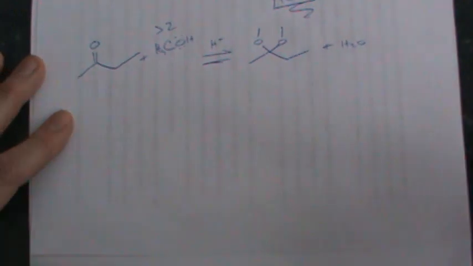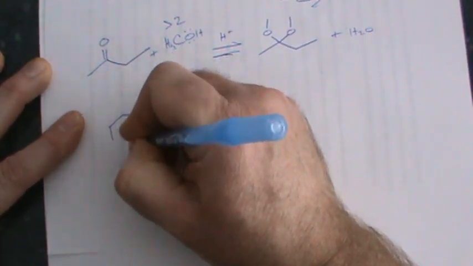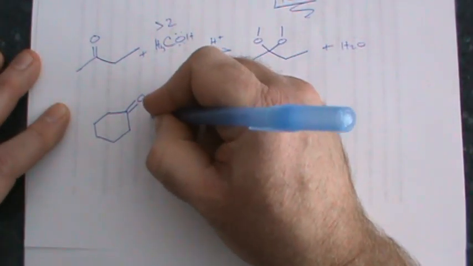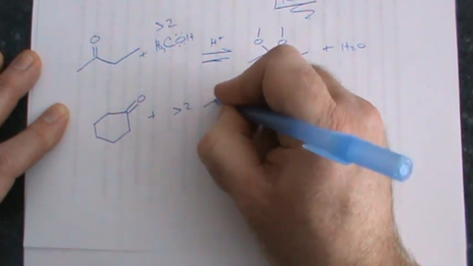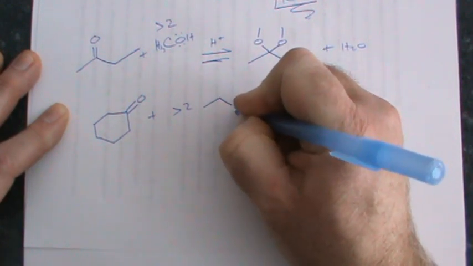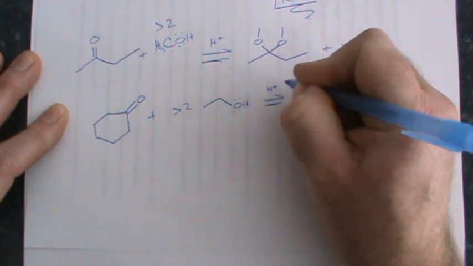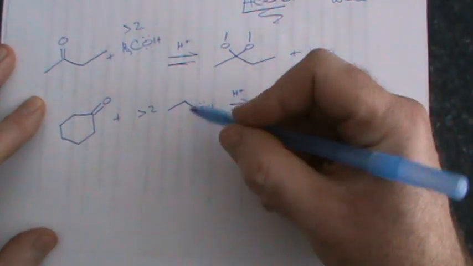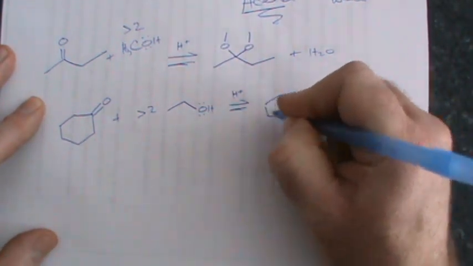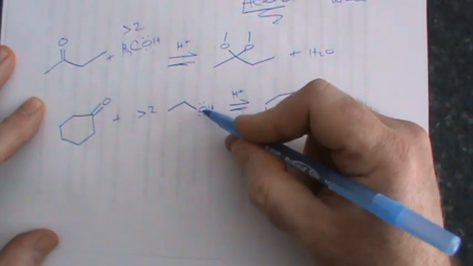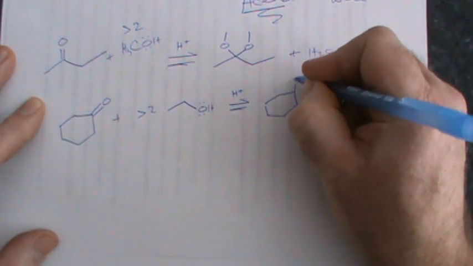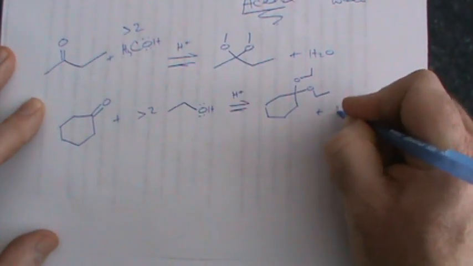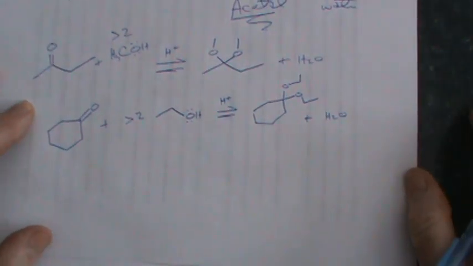Let's see if we can predict the product of a different reaction. What if I had a cyclic ketone like this cyclohexanone, and I reacted it with greater than 2 equivalents of ethanol? And I did that under acidic conditions. Well, in this case, I'm going to produce an acetal in which the carbonyl group is gone, but in its place will be OR, 2 of them, and my R group is now an ethyl, so it'll look something like that, plus H2O as a byproduct.